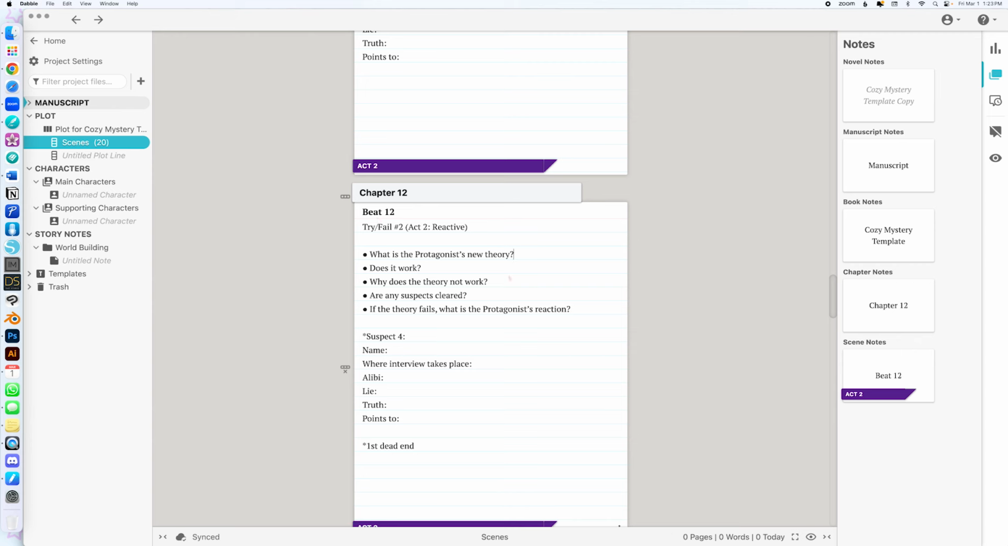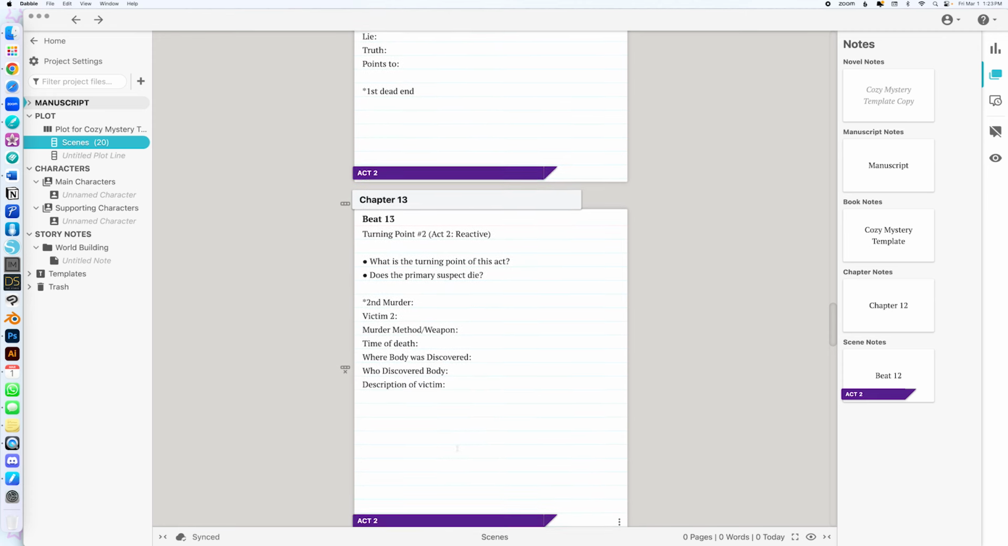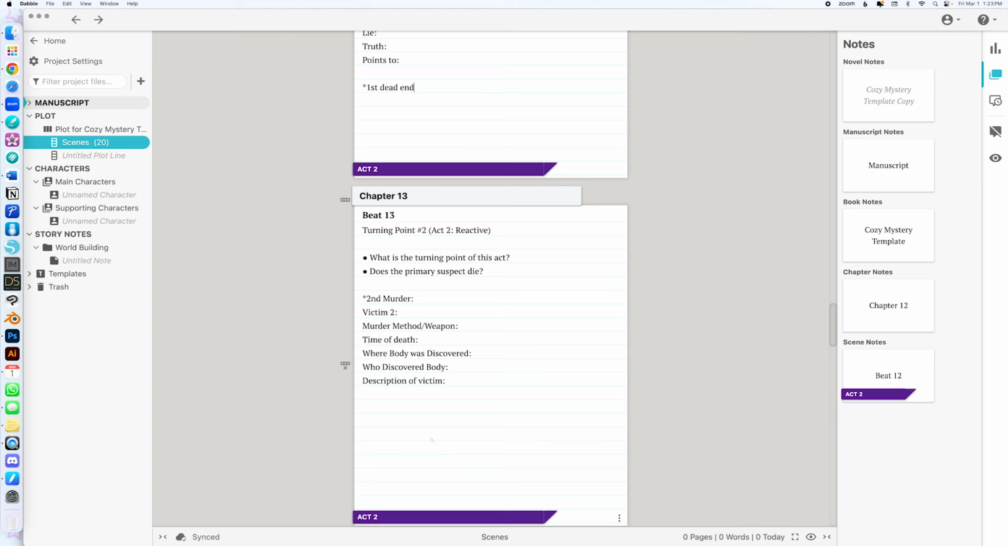So again, another theory forms here, and then does it work? Why does it not work? Are any suspects cleared? And if the theory fails, what is the protagonist's reaction? So usually you will have another suspect here that you're working with. And then the way that I work this part is when they point to somebody, it will end in a dead end. So this is your first dead end that happens around this beat, where the protagonist is almost reaching a low point in a way, because they keep trying and failing. That's the trial and fail. Beat 13 is your turning point. So around this time, what is the turning point of this act?